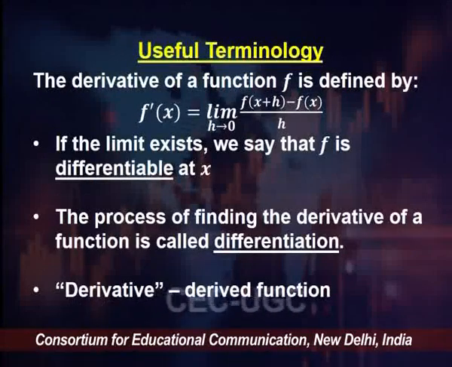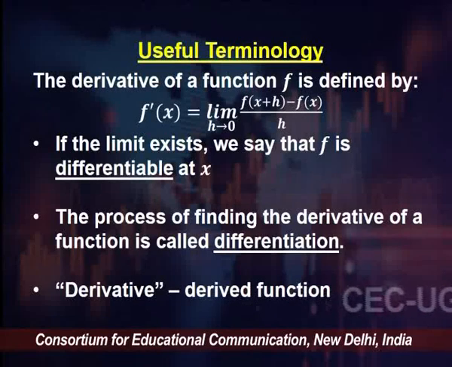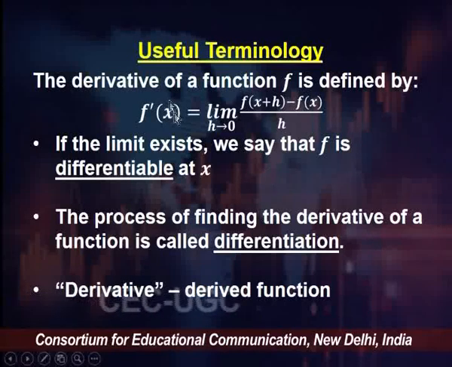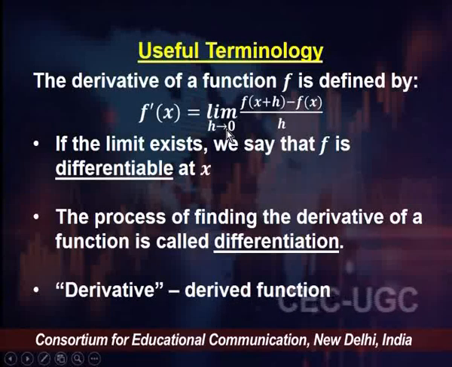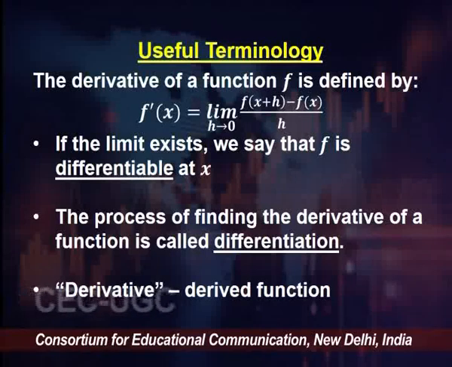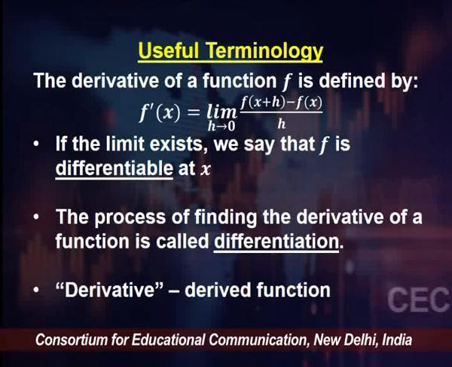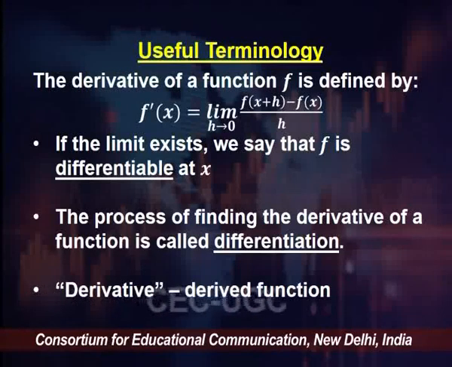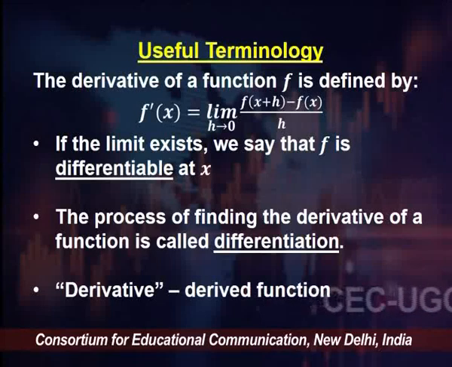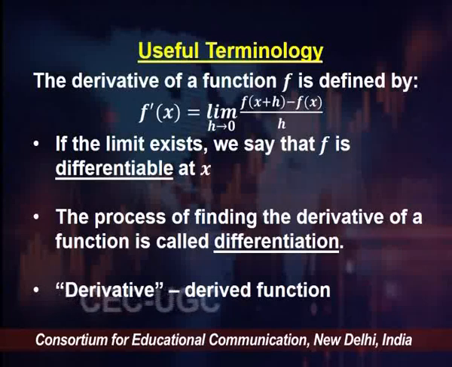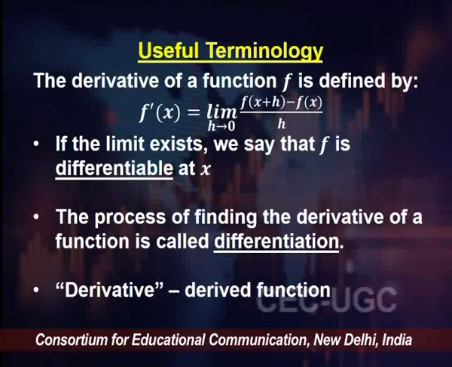And just some useful terminology before we move to the discussion on continuity and differentiability. The derivative of a function, as I said, in general is equal to the limit as h tends to 0 of f of x plus h minus f of x divided by h. And this is the derivative which we calculate if the limit exists, because as we'll see in a bit, there may be certain functions for which the limit may not exist, and the function may not be differentiable. So if the limit exists, we say that the function is differentiable at x, okay? And the process of finding the derivative of a function is called differentiation.